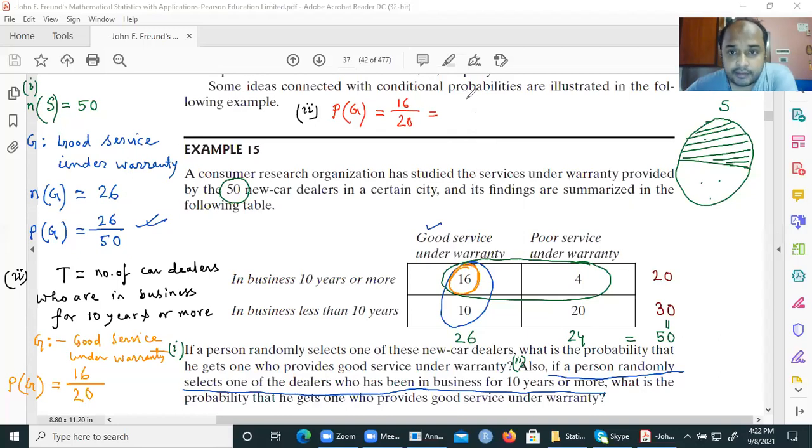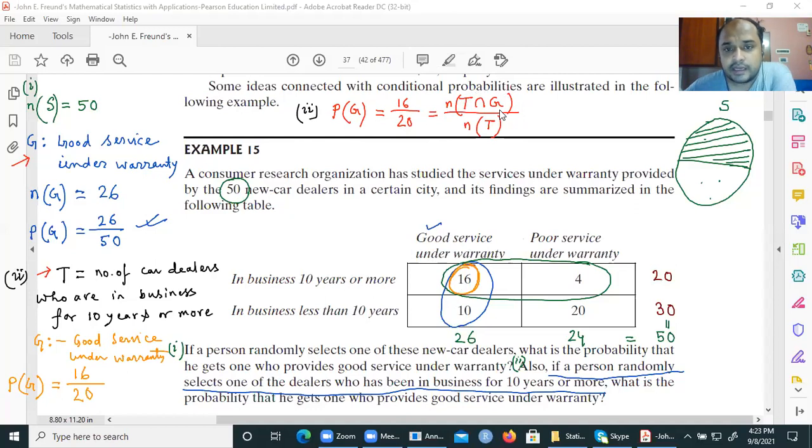So actually, you are counting the cardinality of this event, the cardinality of T intersection G. Look at the event T that I have defined over here, and the event G that I have defined over here. That number 16 is the cardinality of this particular event. Both of them are happening simultaneously. The person is choosing the car dealer from the section of 10 years or more, and he is interested in good service under warranty. So we are interested in this cardinality whose value is 16 from the chart. And 20 is giving you the cardinality of the set or event capital T, those car dealers who are in business for 10 years or more. So that cardinality is given by 20.